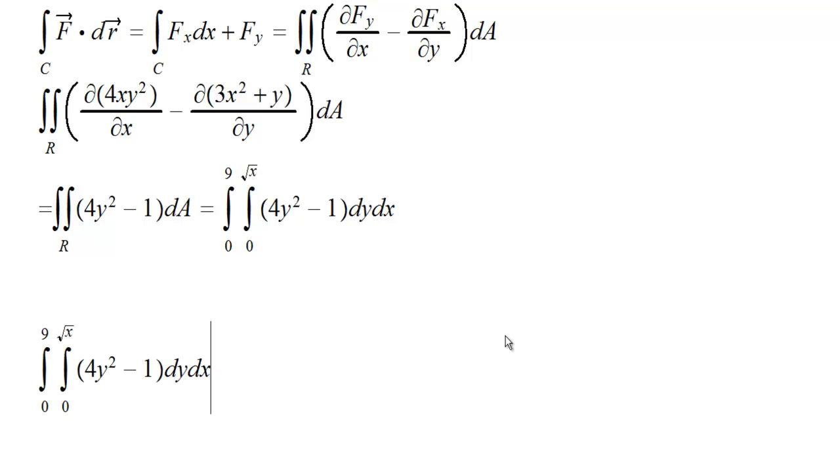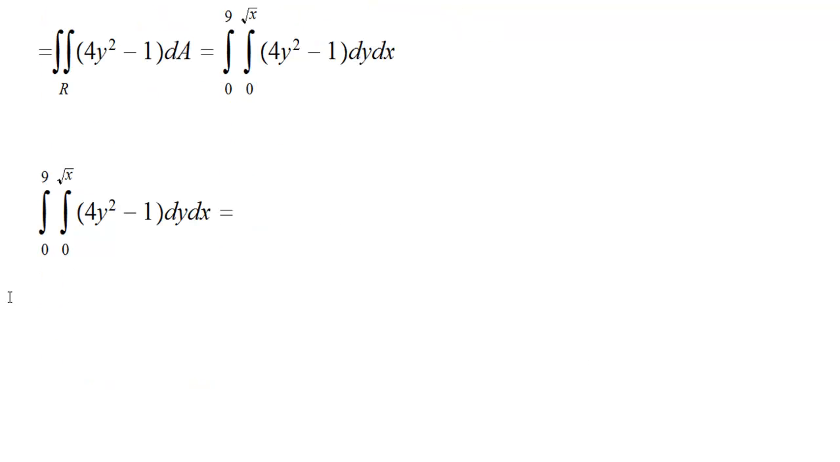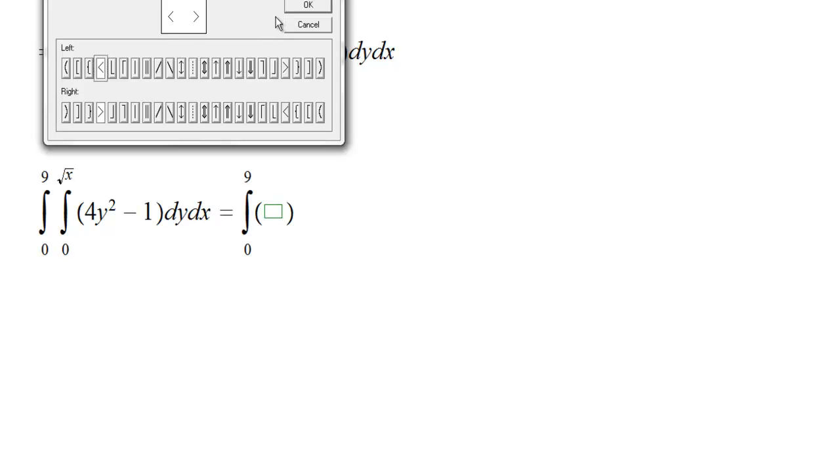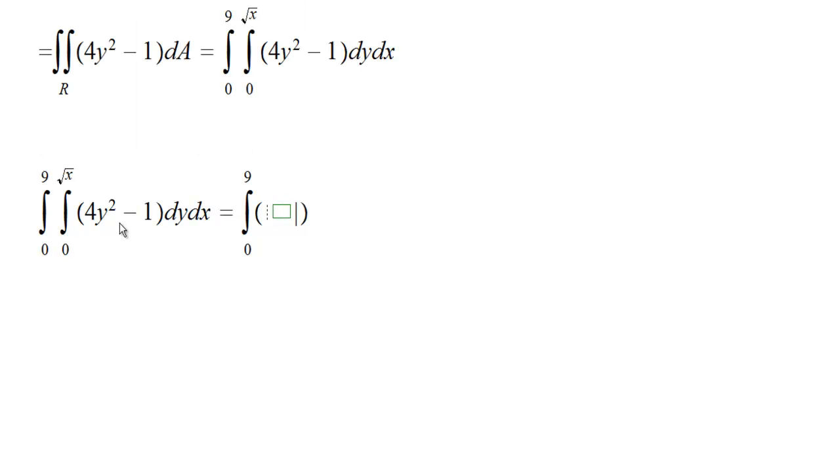Okay, so here we go. We got this integral and we'll work on it step by step. So first we have this ranging from 0 to 9, and let's do the integral. Here we go. So 4y squared integrated with respect to y would be 4y cubed over 3, and here we got negative y, and then we have dx.